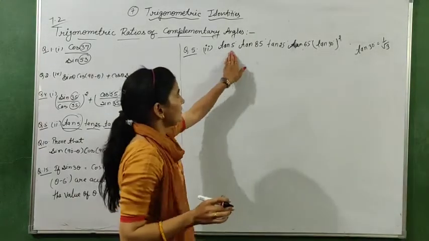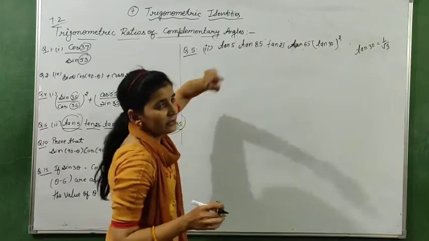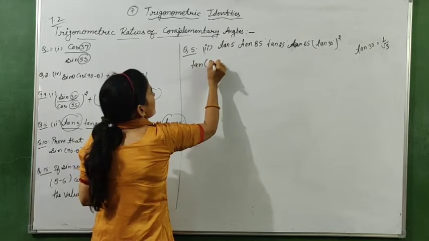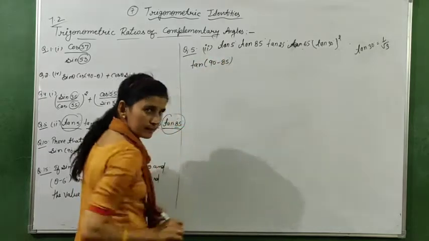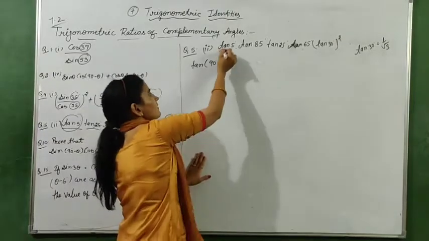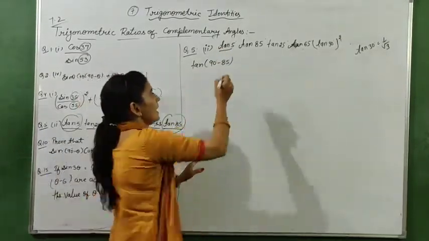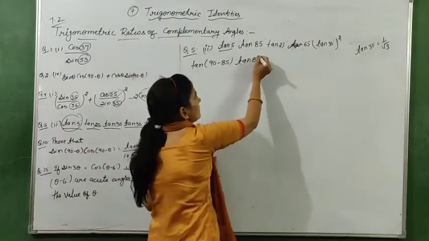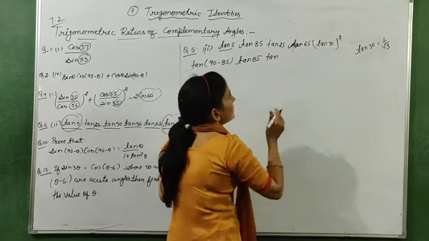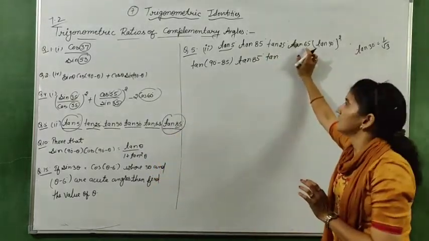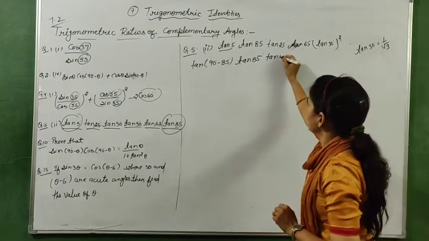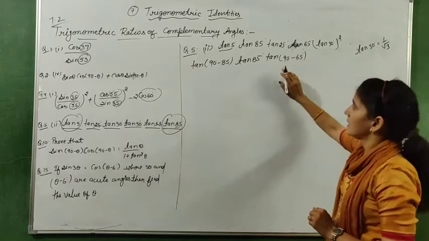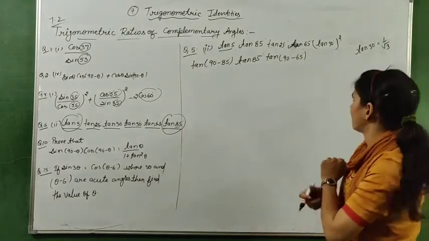So tan 5 degree, tan 85 degree: 5 degree and 85 degree are complementary angles. So tan 5 degree can be written as tan of 90 minus 85 degree, that is equal to tan 5 degree, and tan 85 degree will remain the same. Now 25 degree and 65 degree are complementary angles, so can I write tan 25 degree as tan of 90 degree minus 65 degree? 90 minus 65 is equal to 25, and tan 65 degree.